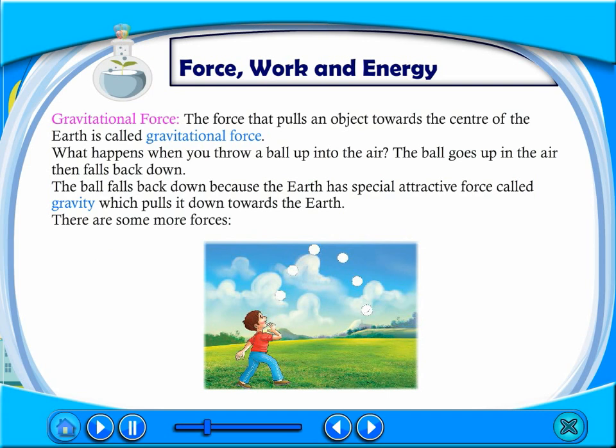Gravitational force. The force that pulls an object towards the center of the earth is called gravitational force. What happens when you throw a ball up into the air? The ball goes up in the air then falls back down. The ball falls back down because the earth has a special attractive force called gravity which pulls it down towards the earth. There are some more forces.